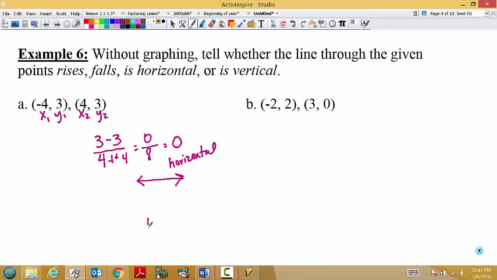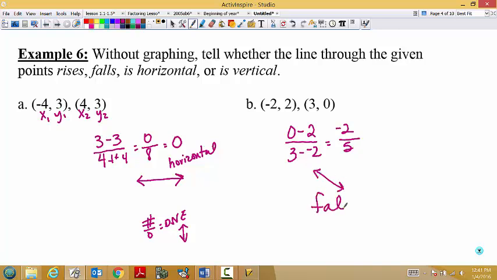If you had wound up with a number over 0, that does not exist. That's vertical. Here I've got 0 take away 2 over 3 minus negative 2. That's negative 2 over 5. So that's negative, so it's going to look like this, so it's going to fall from left to right.